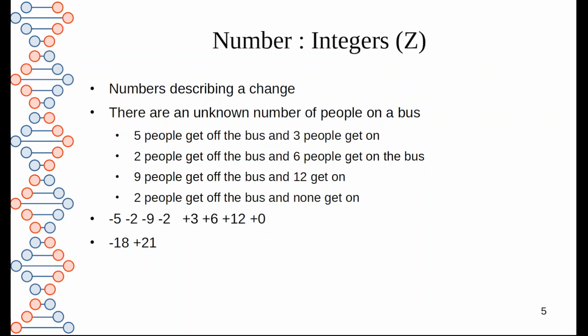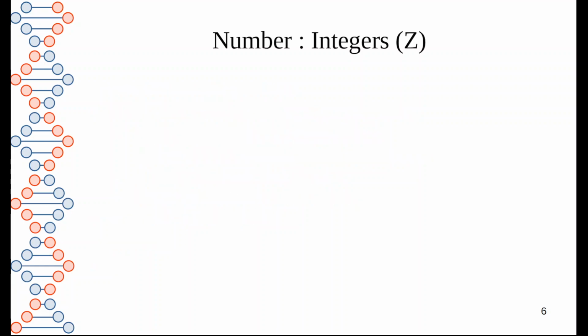We use the number -18 to describe that change in people when we're looking at all the ones who got off the bus, and the number +21 for all the people who got on. When we combine them together, we have the number +3. So after all those people have got off and on the bus, we find that the change is +3, and the number we use to describe that change is +3.